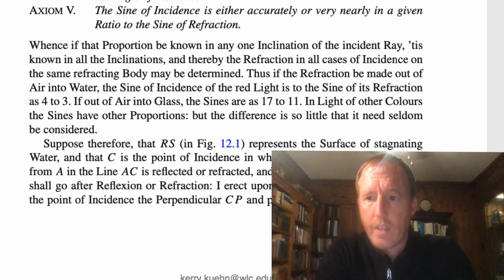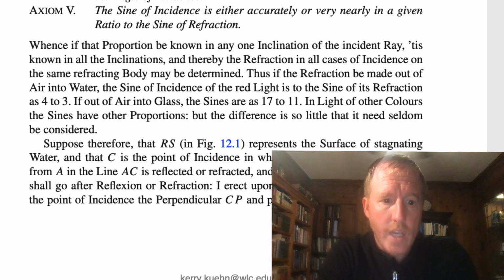In other words, he's saying that if you know the relationship between the sine of the angle of incidence and the sine of the angle of refraction for one particular angle of incidence for a given set of materials, like air and glass, for example, then you know it for all because the ratio is always the same.